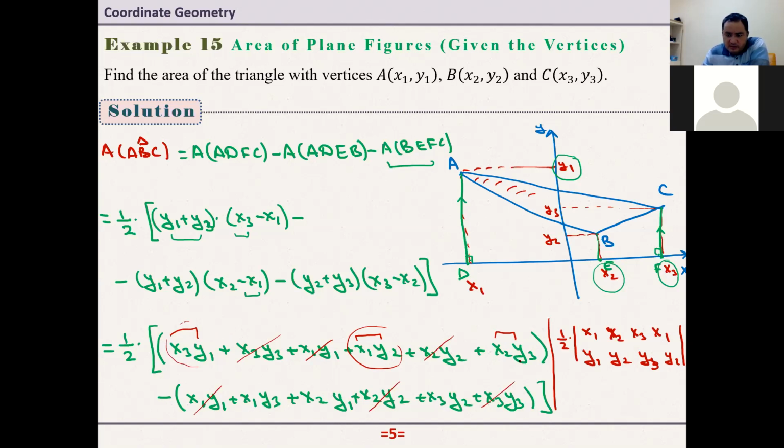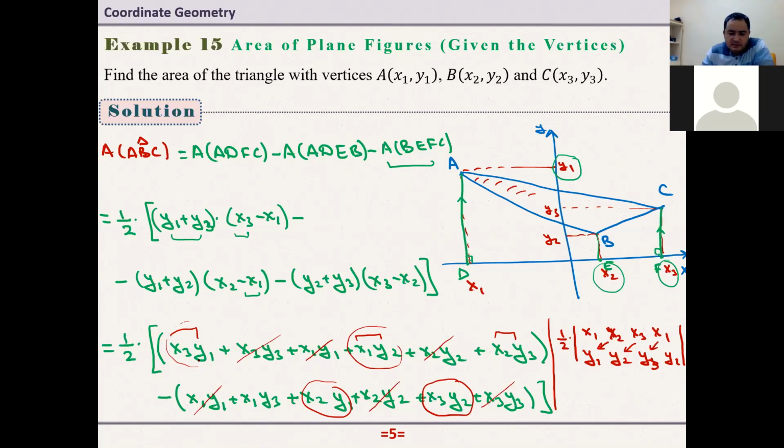How about the second one? Because of this minus, that's why we have minus. Here we have x2 times y1. And x3, y2. And the last one is x1, y3.